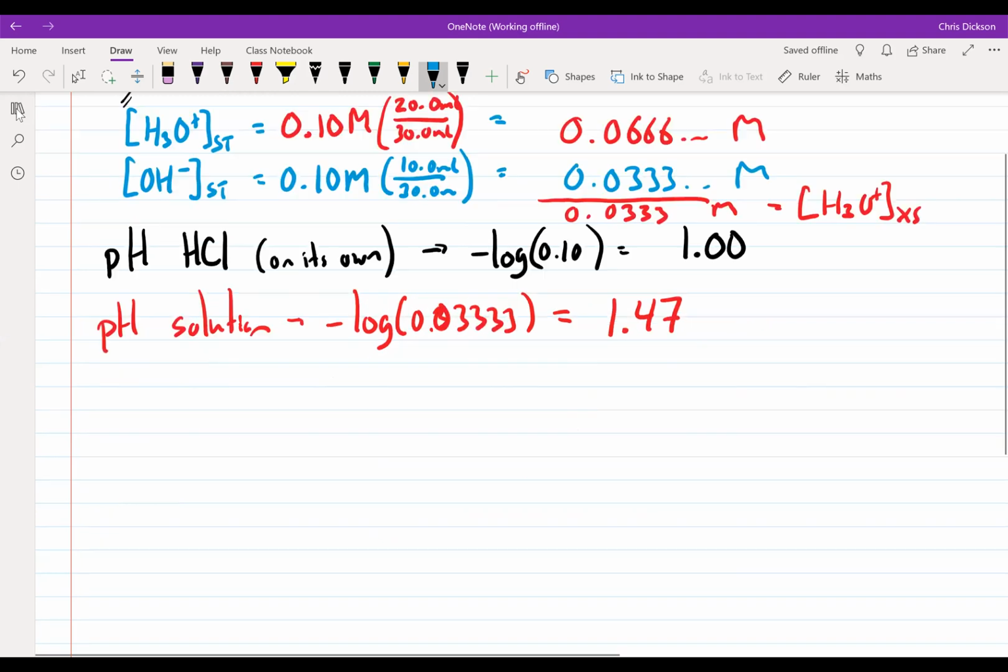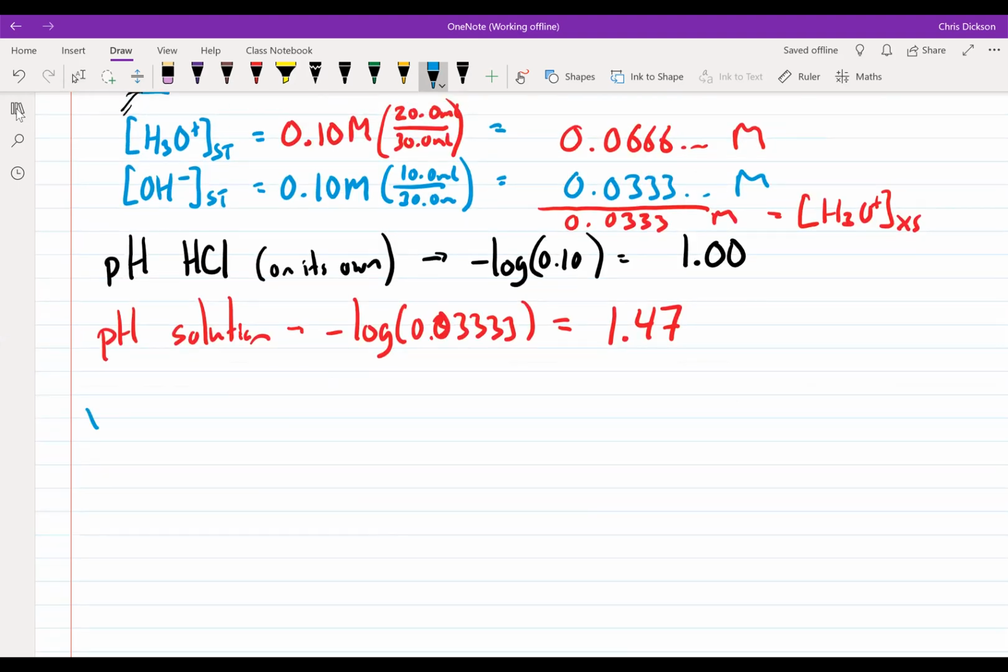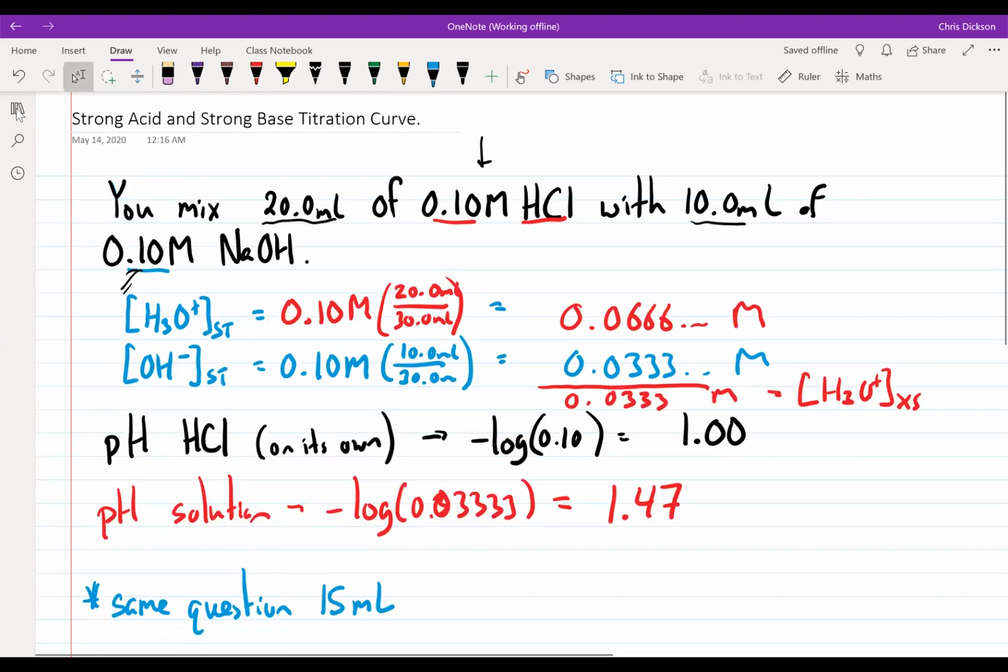So we're just going to switch. I'll start here. Same question, but instead of 10 mils of base, let's say you added 15 mils of base. And don't forget, in order to neutralize this, if you have 0.1 molar acid, 0.1 molar base, and you have 20 mils of acid, then you're going to need 20 mils of base to neutralize everything. So I'm choosing a number a little bit smaller than that.